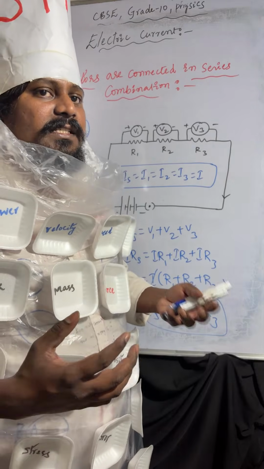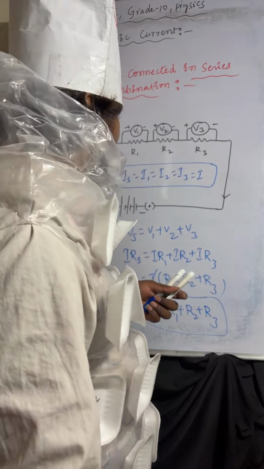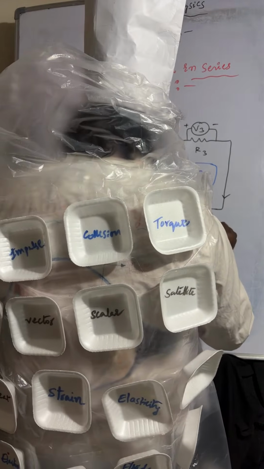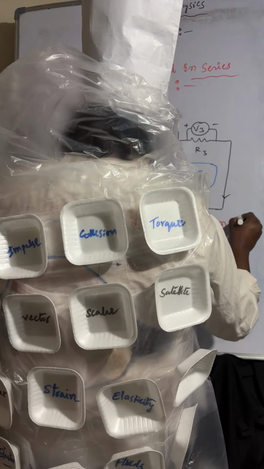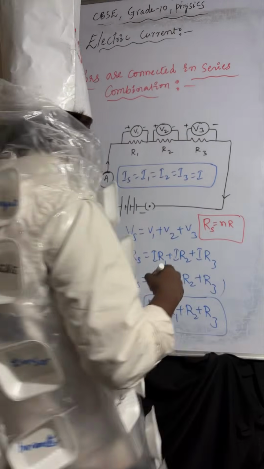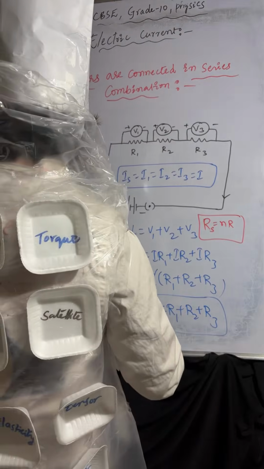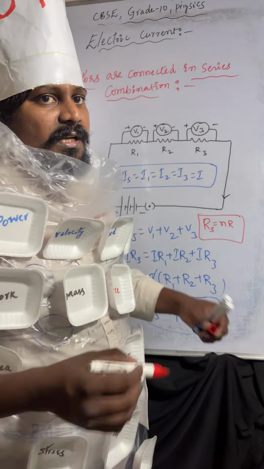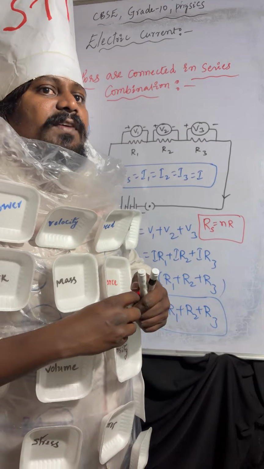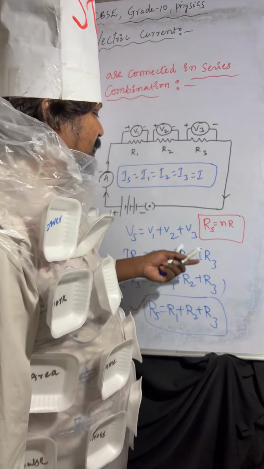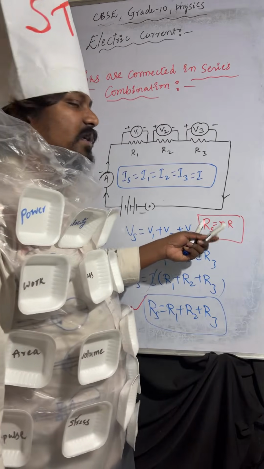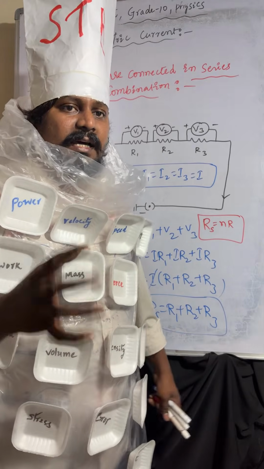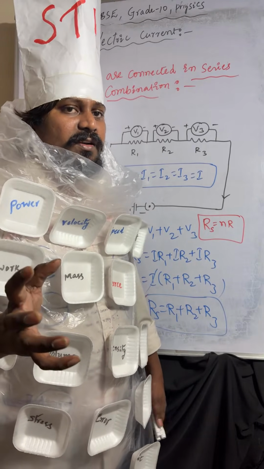If n number of resistors are connected in series combination, RS equal to NR. If resistors are connected in series combination, you just have to add all those resistances. Understood? So this is about resistors connected in series combination.